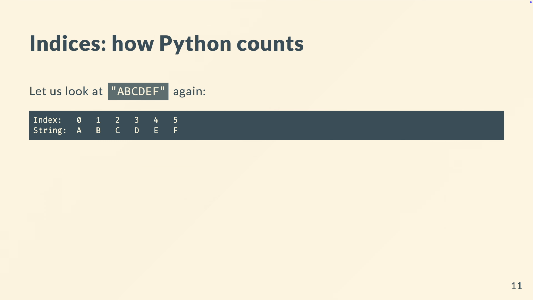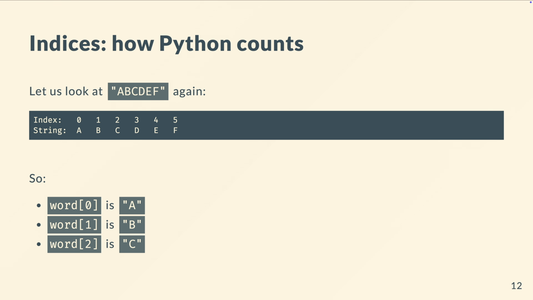Let's look at the index chart. The indices are 0, 1, 2, 3, 4, 5. Keep in mind that Python starts counting from 0, not 1. The letters are A, B, C, D, E, F. So word at index 0 is A. Word at index 1 is B. Word at index 2 is C. Index tells us which position to take.